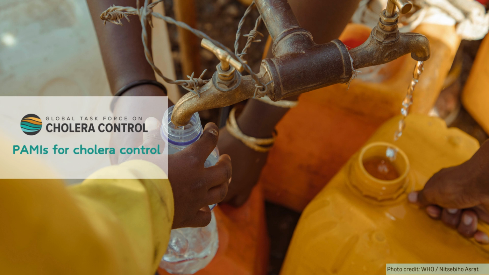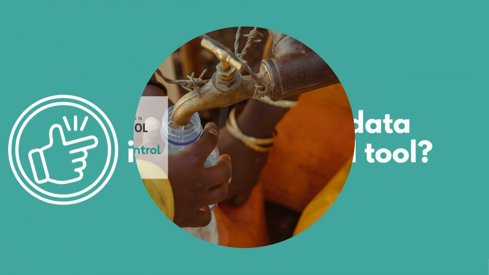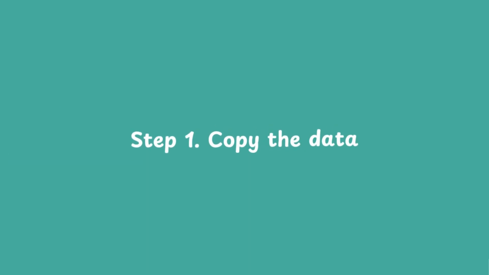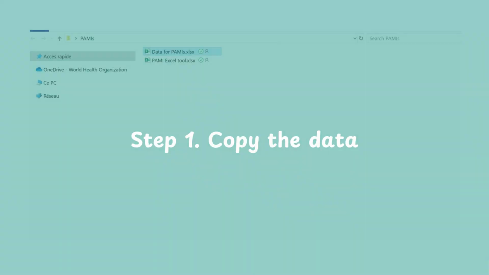This tutorial is part of the GTFCC online course on the identification of priority areas for multisectoral interventions for cholera control. This tutorial will walk you through the simple steps to get your data ready for analysis in the Excel tool. The first step is to select and copy your data formatted in accordance with the data model template.